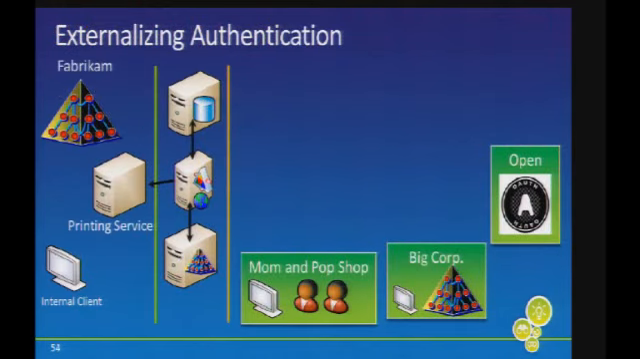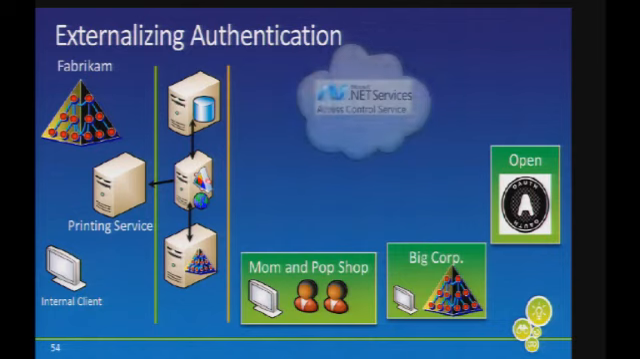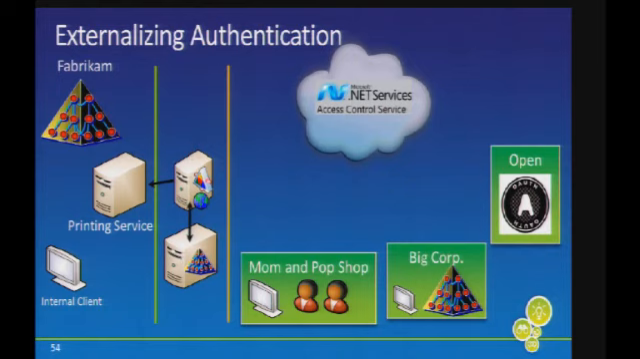So here's what we did. We added the ACS into the picture. And with the ACS, we want to onboard mom and pop, so we got rid of our user store database. That whole database went away. We got rid of our Active Directory database. We don't need it anymore.